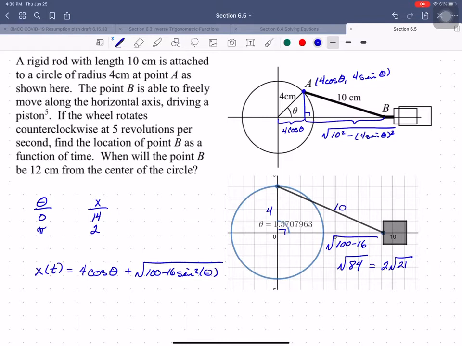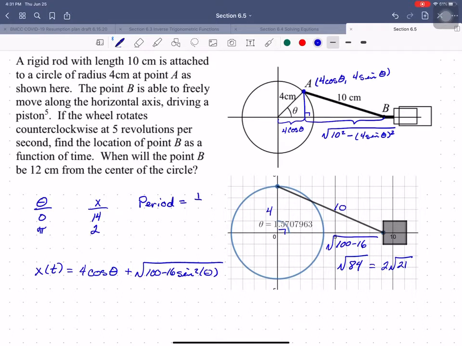Now, what have I not taken into account? I need to talk about my period, because I've assumed I make 1 revolution a second in this equation. This tells me I make 5 revolutions every second. So I need my period.